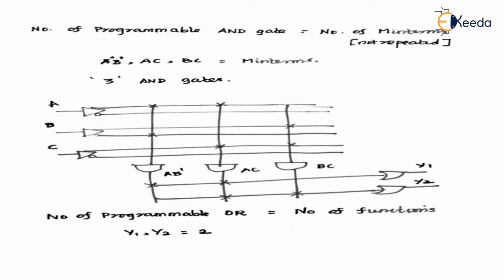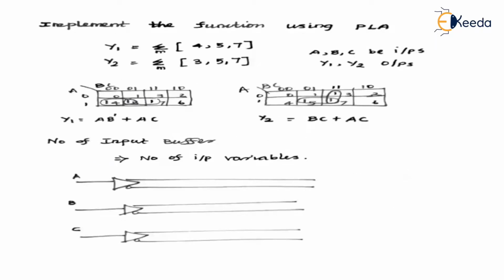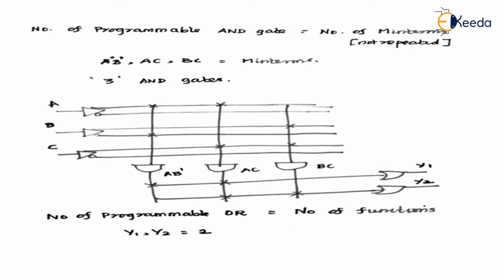So what were the minterms that were available? See here, what are the minterms? A B bar, AC, and then BC, and again AC is there, but AC has been repeated, so I am taking just one minterm. So A B bar, AC and BC are my minterms. So there are three minterms. So how many AND gates do I require? I require three AND gates. So I have just drawn three AND gates.